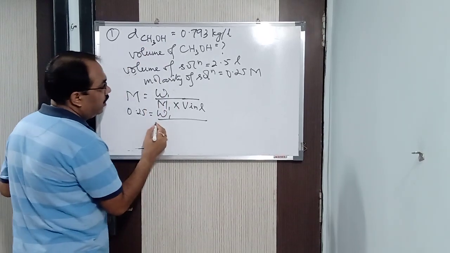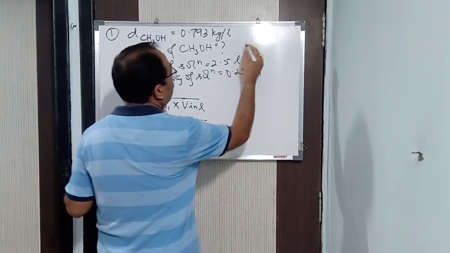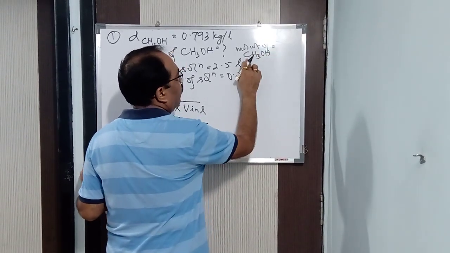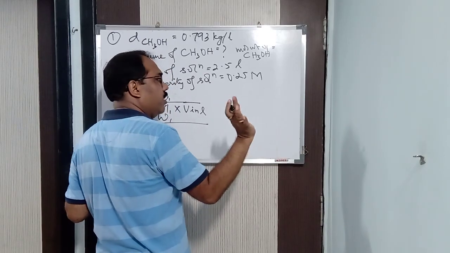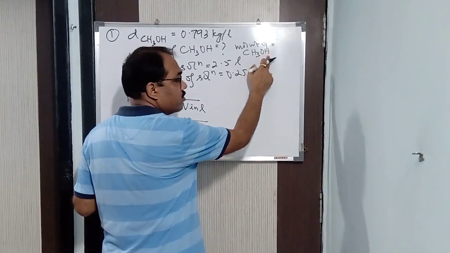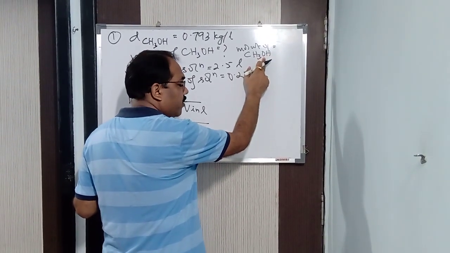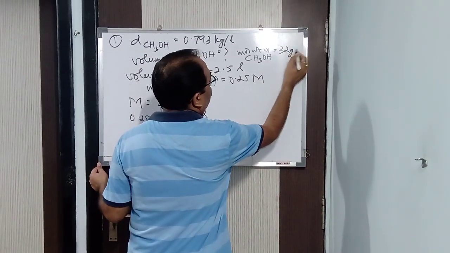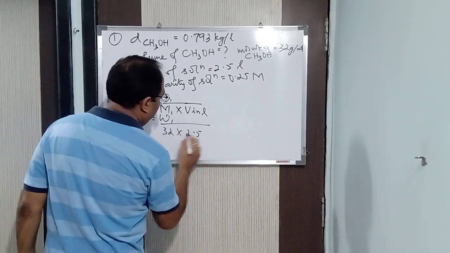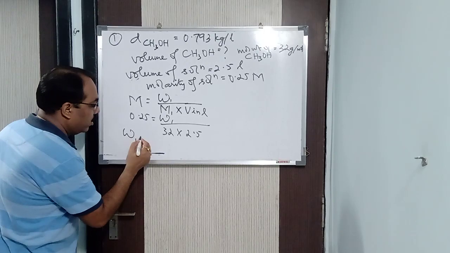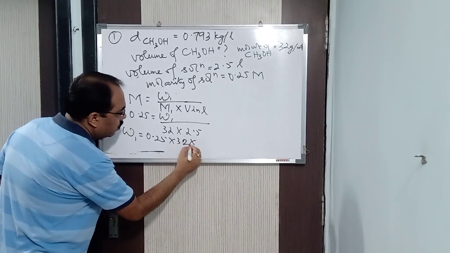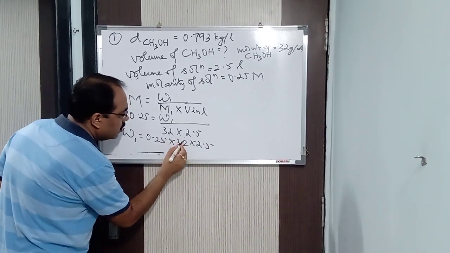Molecular weight of CH3OH, let me calculate here. Atomic weight of carbon is 12. Atomic weight will always be given to you, don't worry. Carbon is 12, hydrogen is 1, so 4 hydrogen, 12 plus 4 is 16. Oxygen atomic weight is 16. 16 plus 16 is 32 gram per mole. Now volume is 2.5. Now weight of methanol: 0.25 into 32 into 2.5.